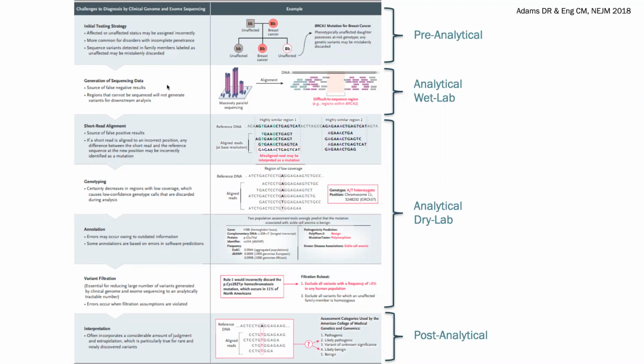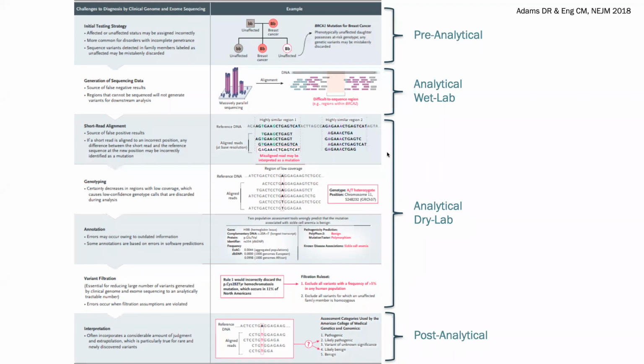After the generation of sequencing data, there are a lot of issues with false negative results. For example, regions that cannot be sequenced will not generate variants for downstream analysis. Many times when we do this kind of sequencing, there are specific regions that will have more coverage than others just because of the nature of the sequence. So developing a strategy for good coverage for all of the regions that are significant for downstream analysis is a big challenge before you actually start analyzing, right? Providing enough coverage and having all the regions covered in an equal manner.